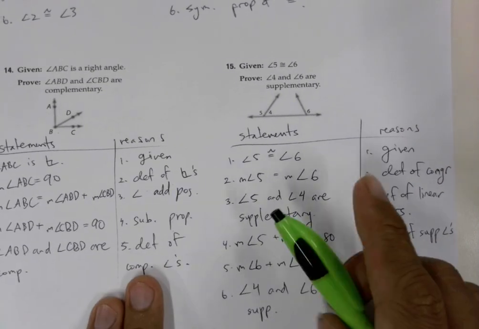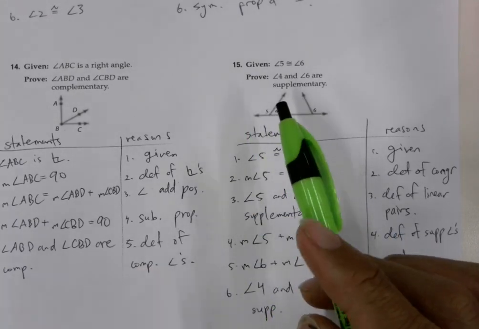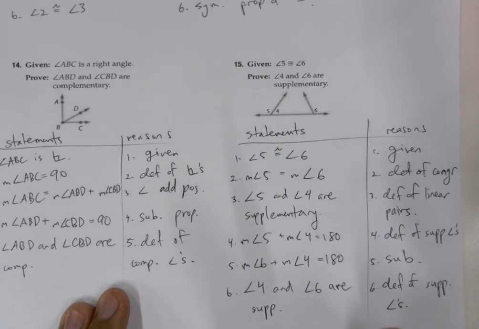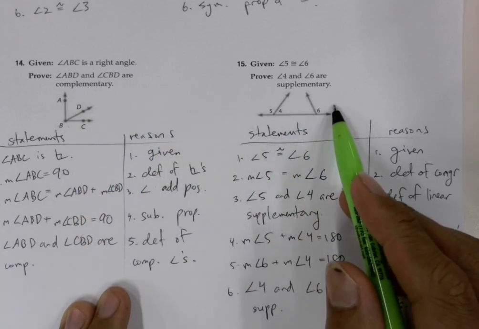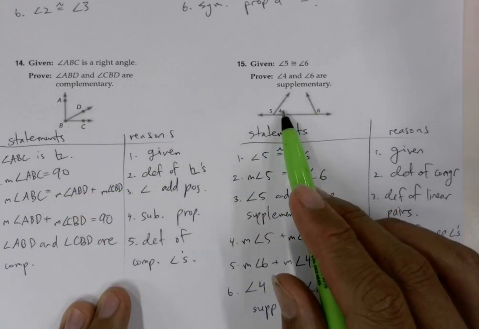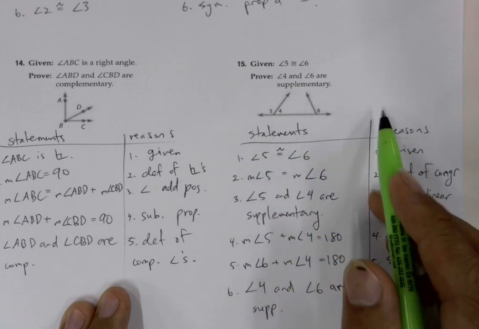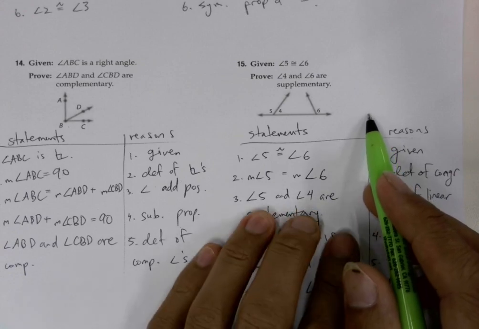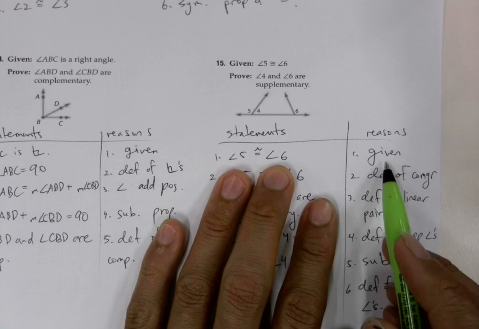Right? Over here, this one, we have these angles, and we're supposed to prove that angle 4 and angle 6 are supplementary, not complementary. So how do we prove that angle 4 and angle 6 are supplementary? We need to prove that angle 4 and angle 6 added together are equal to 180 degrees. All right, so how do we do that? Well, we start with the given. Angle 5 is congruent with angle 6.